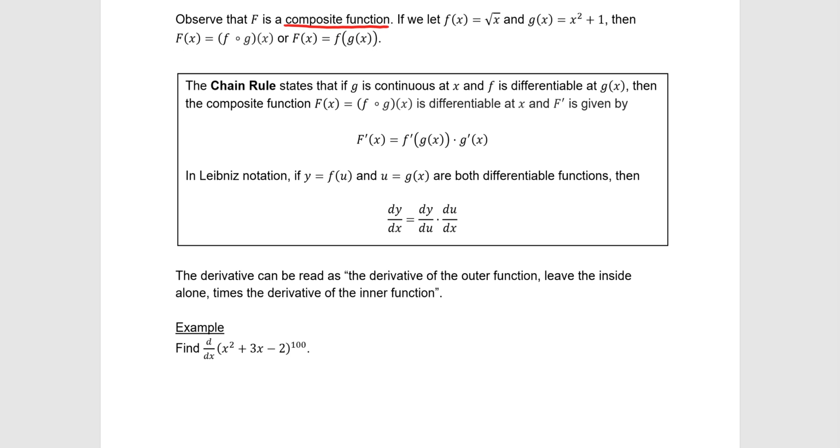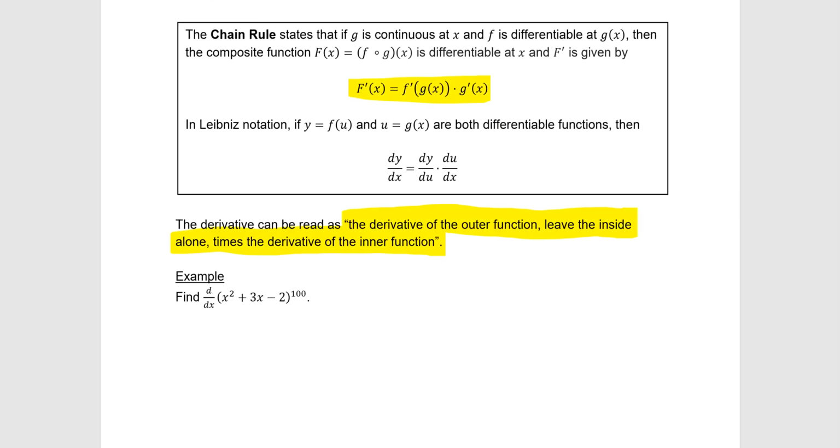The chain rule states that if g is continuous at x and f is differentiable at g, then the composite function f of g of x is differentiable at x, and the derivative of that function is given by this right here. The derivative of capital F of x is going to be f prime of g of x times g prime of x. That's what it would be in Leibniz notation, but the way I'm going to be reading it is right down here: the derivative of the outer function, leave the inside alone, times the derivative of the inner function. So make sure you know both of those, the things that I highlighted here.